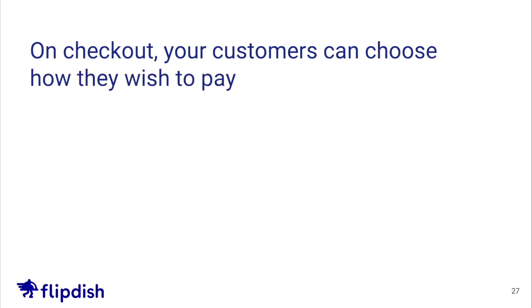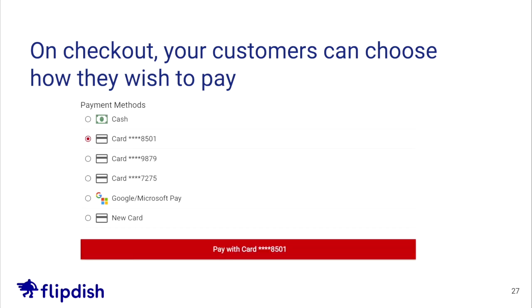Previously, we discussed that your customers have the choice of how they wish to pay for their online order. So in this example, you can see that the customer can pay by cash, card, and you will see there are 3 cards saved to this account to make the process even easier for your customers, and Google and Microsoft Pay are also options. As I'm using a Windows machine, Apple Pay is not showing here.